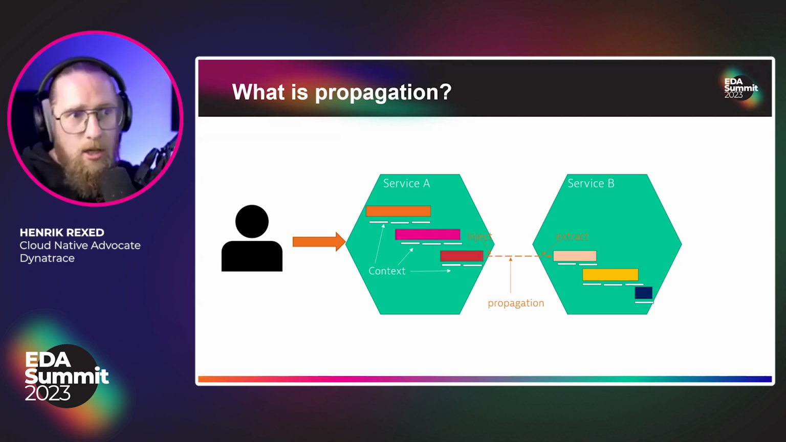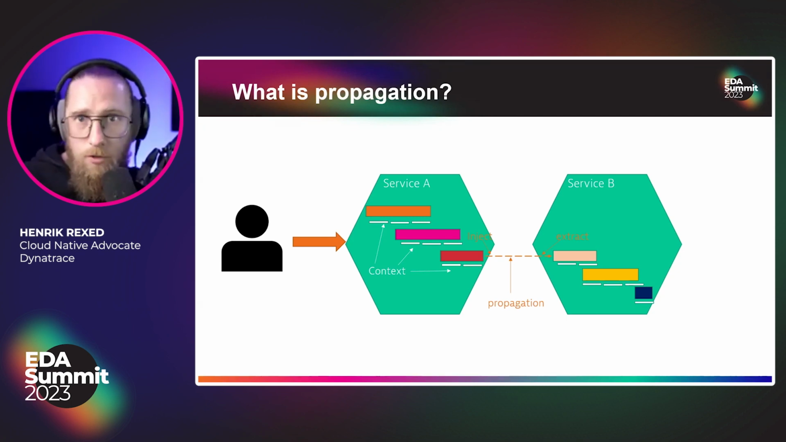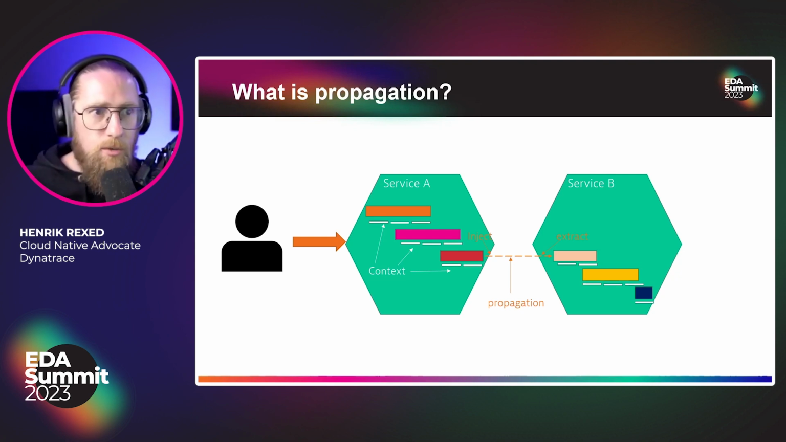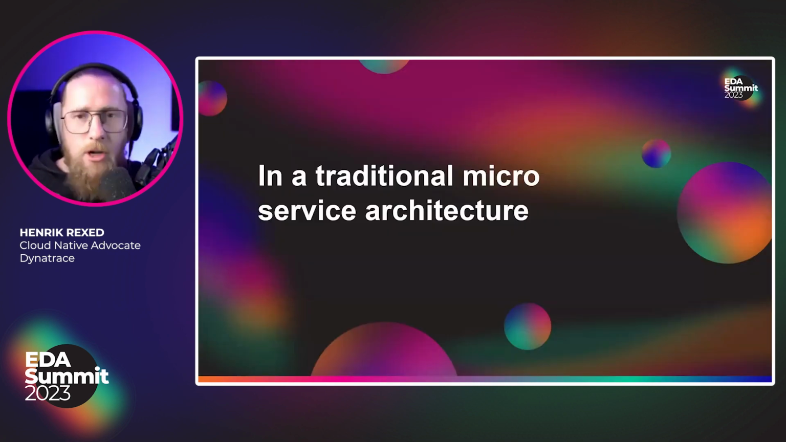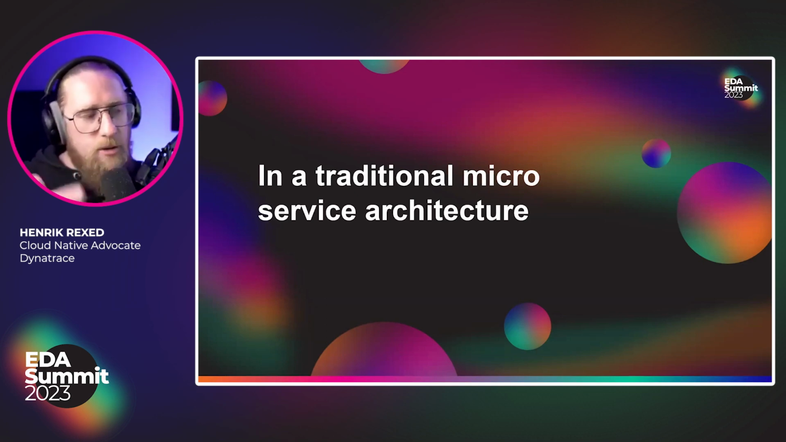Then the first thing you will do on service B, once you receive the message, is extract that context to then pass it to the rest of the tracing technique that you're doing in your code. So now we've talked about this. Let's have a look at what we get when you have a traditional microservice architecture.